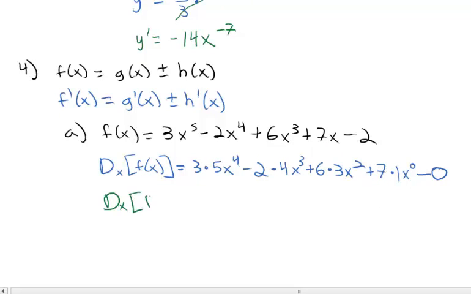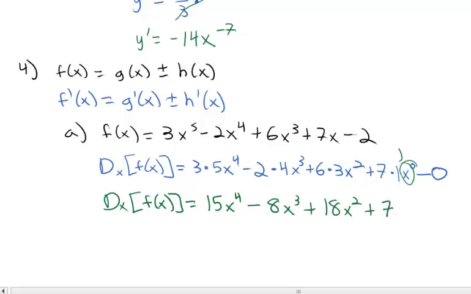So cleaning it up, the derivative with respect to x of f of x, 3 times 5 is 15, x to the fourth, minus 2 times 4 is 8, x to the third, plus 6 times 3 is 18, x squared, plus 7 times 1 is 7, and remember x to the 0 is 1, minus 0 is nothing, and so we now have this derivative.